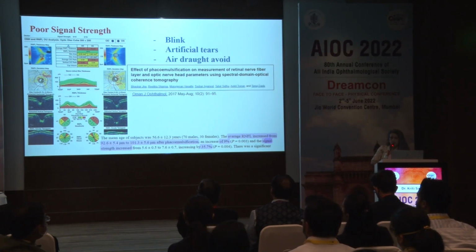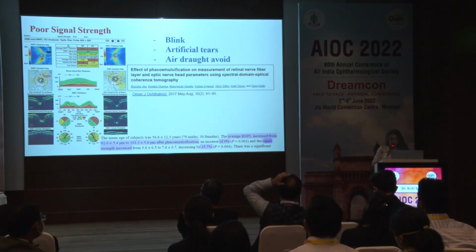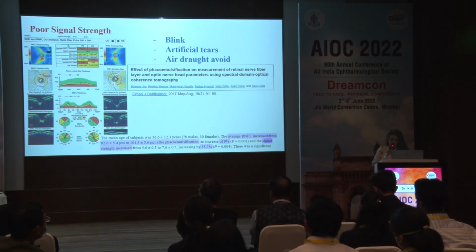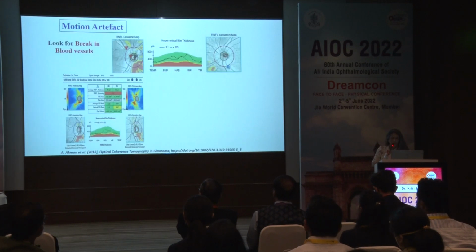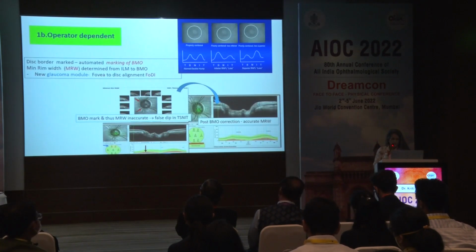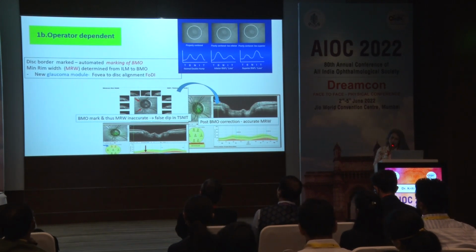And this study showed how significant a lens opacity can be in changing the OCT, because just after phacoemulsification, the average RNFL increased drastically, almost by 10 microns. Look for breaks in blood vessels to rule out any motion artifacts. This is a break in a blood vessel. These are very fine things you have to look for. Breaks in blood vessels. Operator dependent is the marking of the BMO. Now it is not so important because the inbuilt algorithms will do it for you.